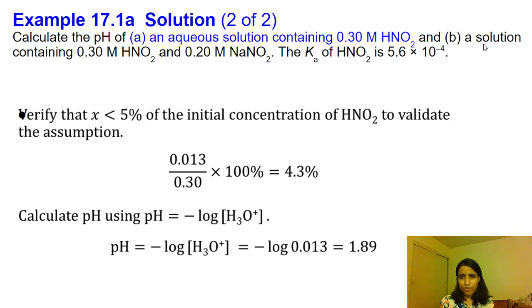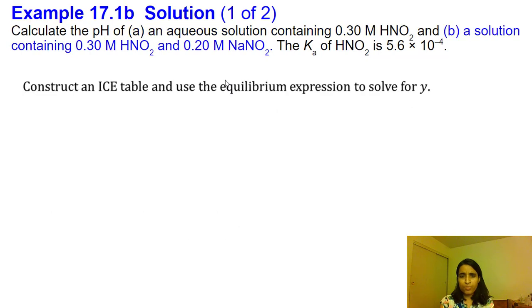Okay. Now we're going to go ahead and look at a solution containing 0.30 molarity of HNO2 and 0.20 molarity of NaNO2. The only difference between part A and part B is we now have sodium nitrite added to this mixture. Now, carefully look at the two things we have. We have HNO2 and we have NaNO2. What is something about them that we have learned before? You should recognize that this is a weak acid, and this is a conjugate base of a weak acid.